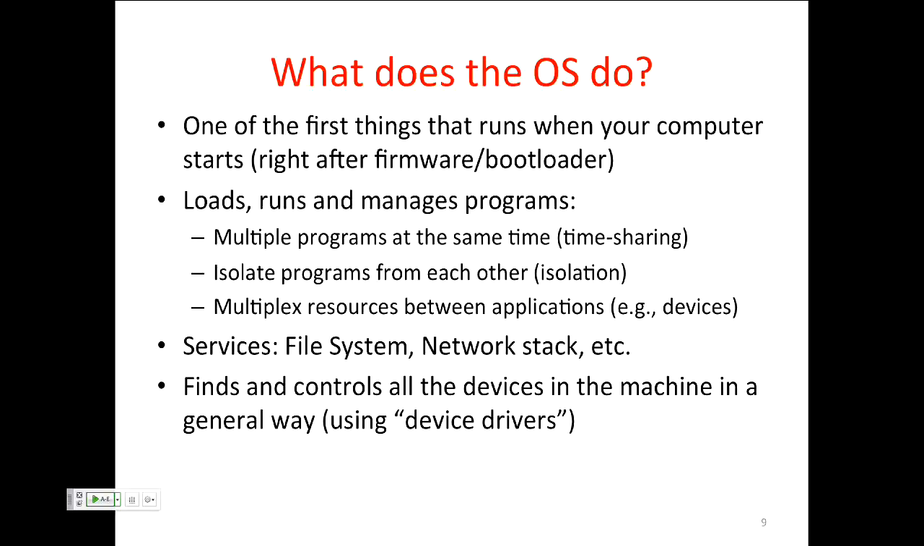So for example, when you have Spotify and when you have a browser, they all want to access the network to go to the internet. The operating system has to mediate between those things.